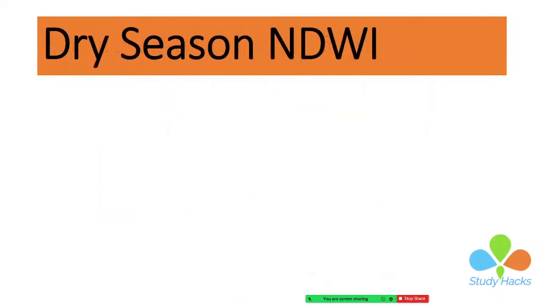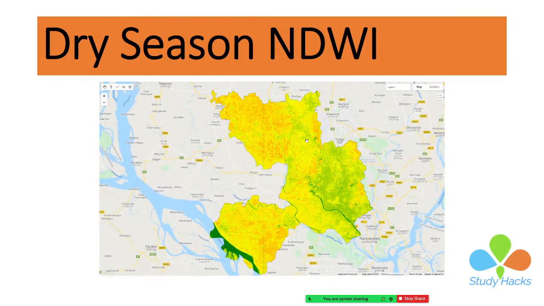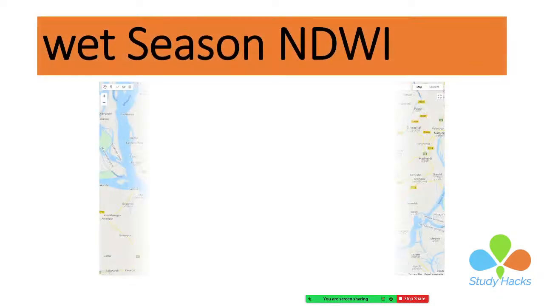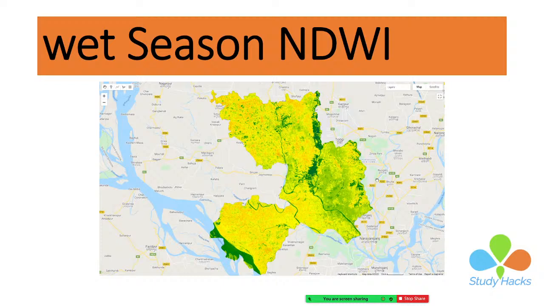Here you can see this is the dry season NDWI, and this is the other image, the wet season NDWI. So let's go. Now this color does not mean anything by itself. If you want, you can say this is the green color and identify vegetation, but no, this time it identifies the water body. This green color identifies the water body.